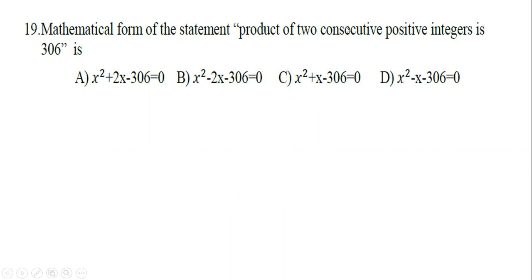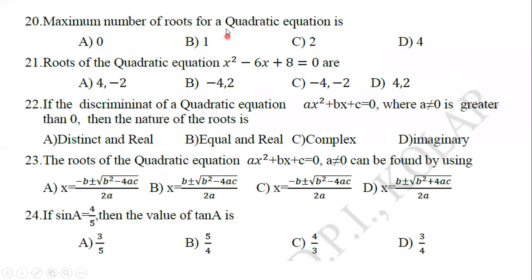Next, 20th question. Very interesting question. Maximum number of roots in the quadratic equation. So what is the standard form of the quadratic equation? ax square plus bx plus c is equal to 0. So here, the maximum number of roots: the highest power is 2, then we will get 2 roots. Okay. Next, 21st question. Roots of the quadratic equation x square minus 6x plus 8 is equal to 0 are dash.